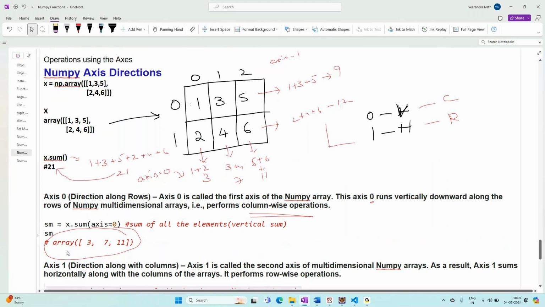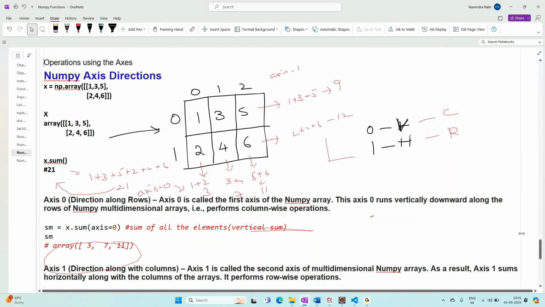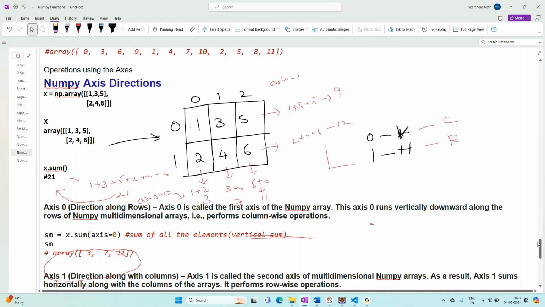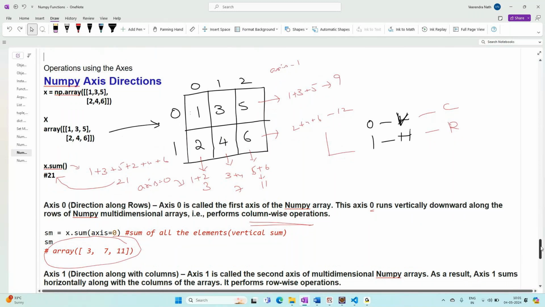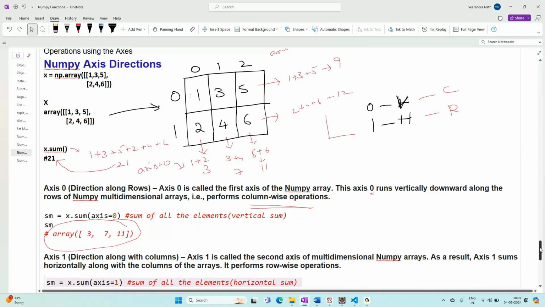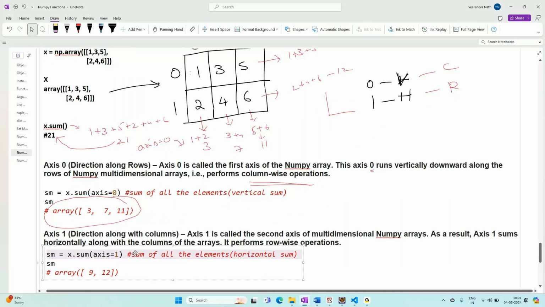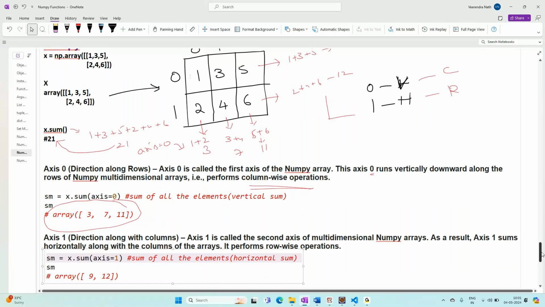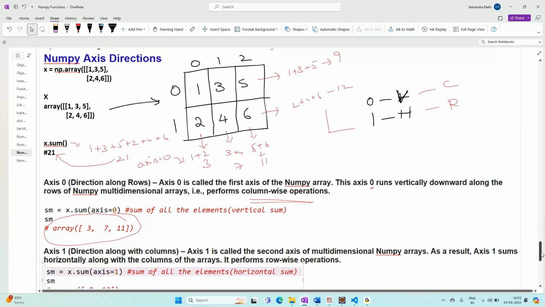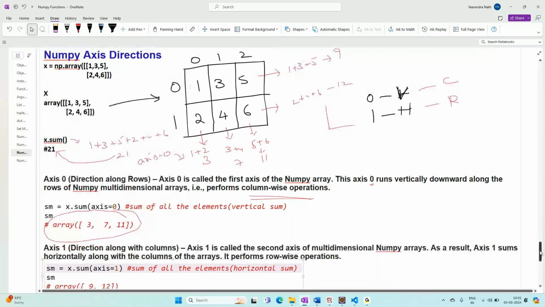So is that clear now? Yes or no? This is how we generally go for the numpy axis direction. Numpy axis direction means this is the way that you are going to get the things. Is that clear? Yes. So this is the way that we are going to take up the things into consideration.